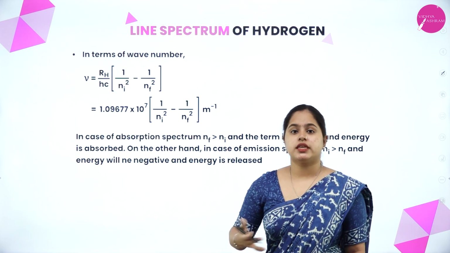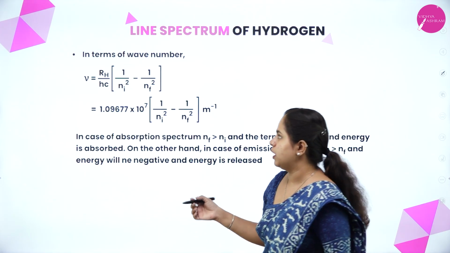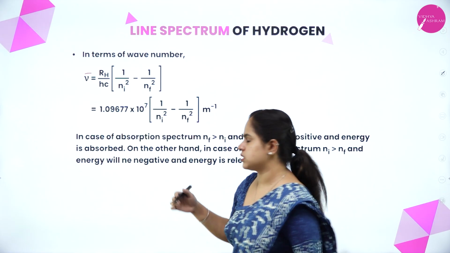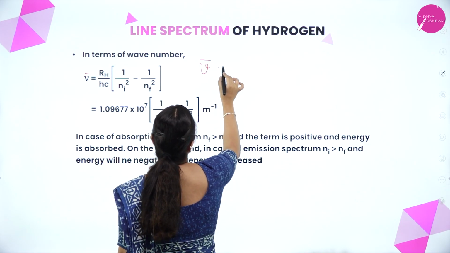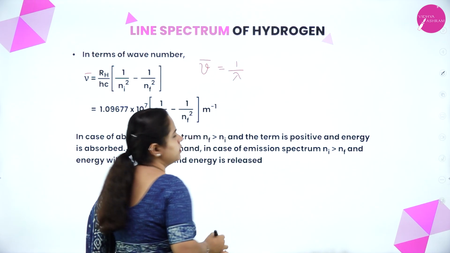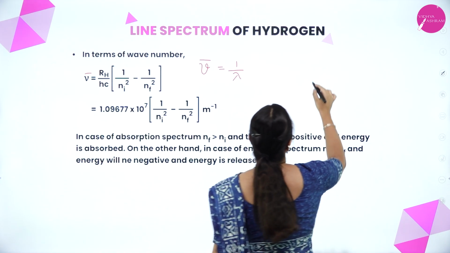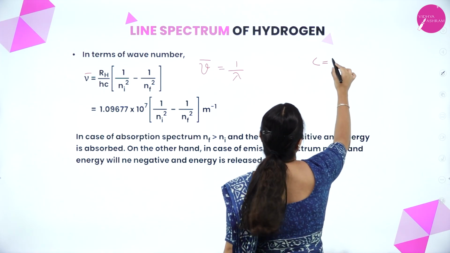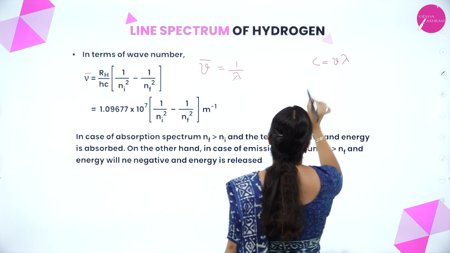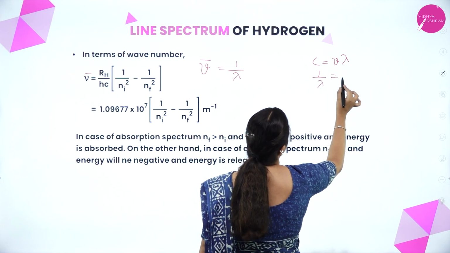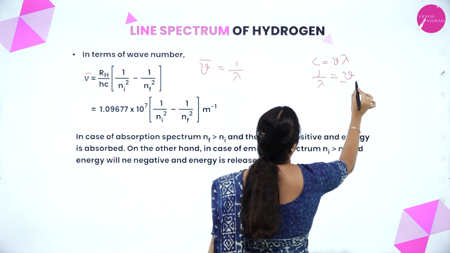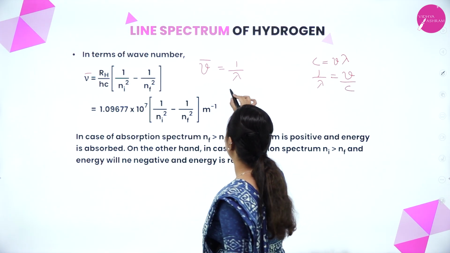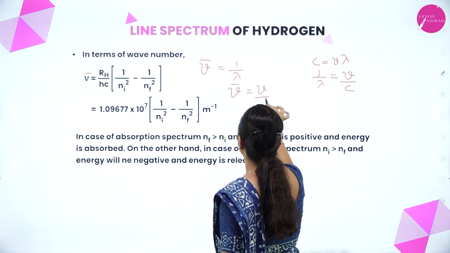Yes. So now we are going to see how you can represent it in terms of wave number. So nu bar will be equal to RH by hc. From where did this come? We know that nu bar is equal to 1 by lambda, right? We also studied the relation between velocity, frequency and wavelength, that is c is equal to nu lambda. So if I take lambda to this side, 1 by lambda will be equal to nu by c, right? So that is exactly what I have written here. That is, nu bar will be equal to nu by c.